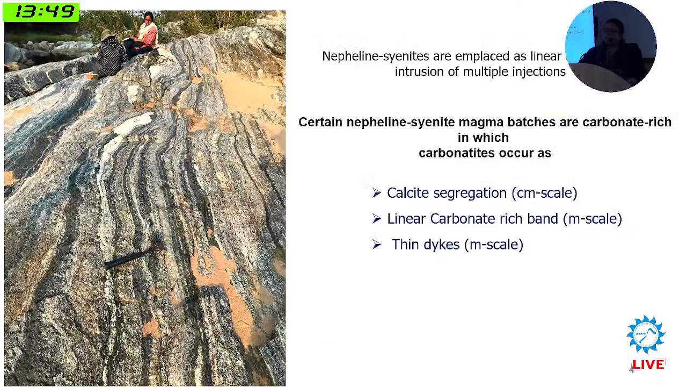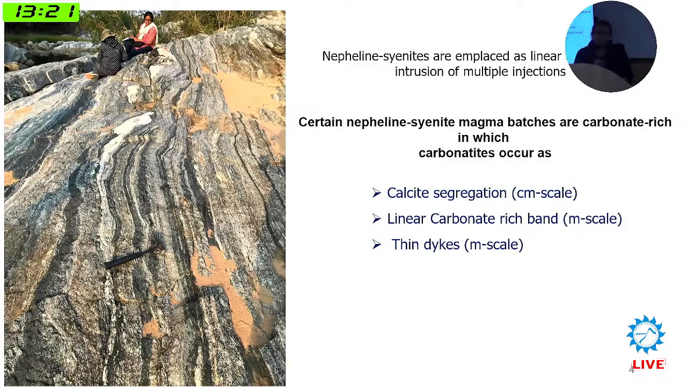In Kunavaram, nepheline syenite evolved through multiple batches. Among these batches, one magmatic batch is rich in carbonate, which is giving rise to the calciocarbonatite in Kunavaram. In field evidences, we are getting three types of carbonatites in three forms. The first one is the calcite segregation in centimeter scale. The second one is the linear carbonate rich bands in meter scale and some thin dikes.